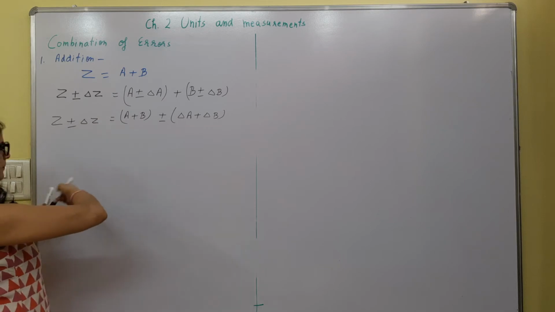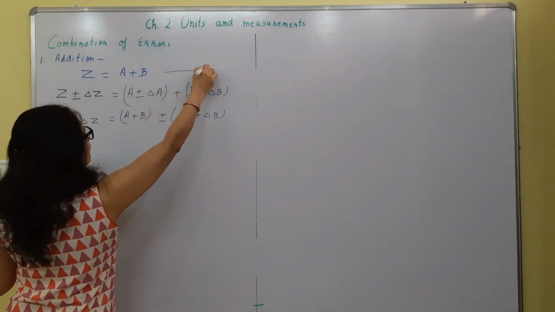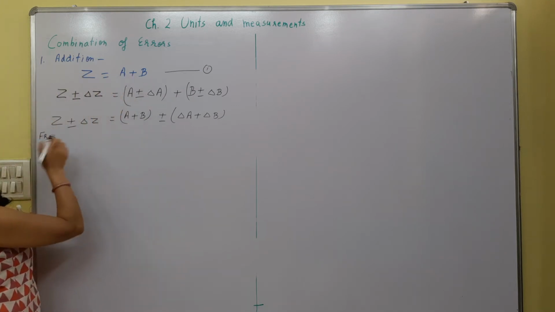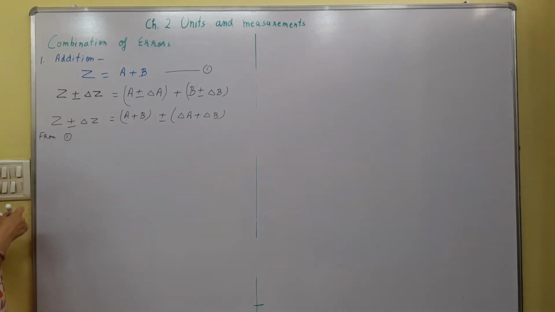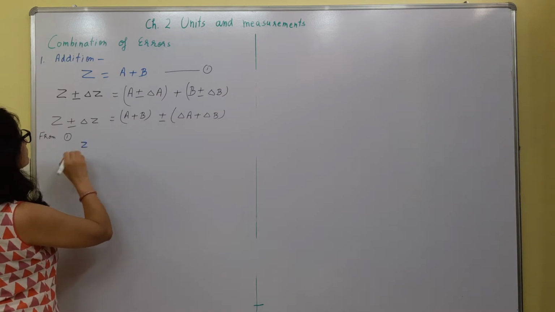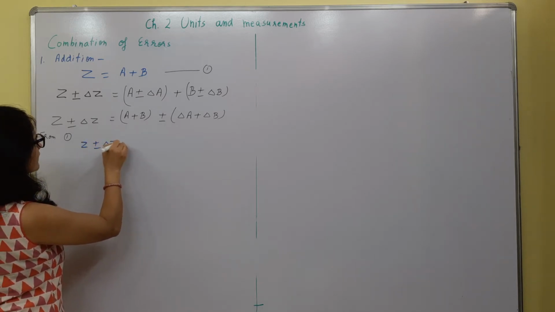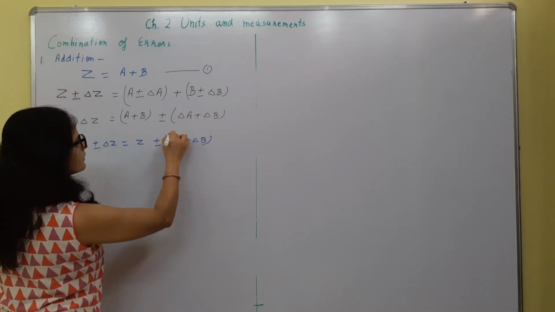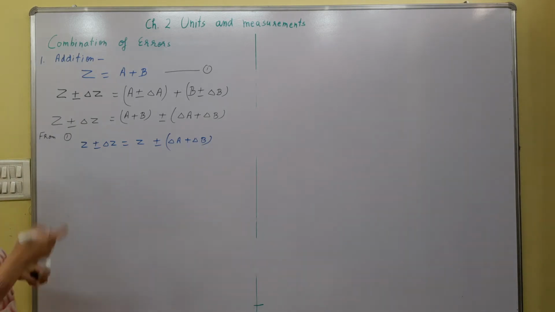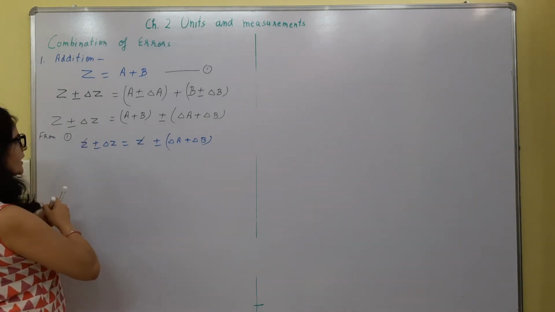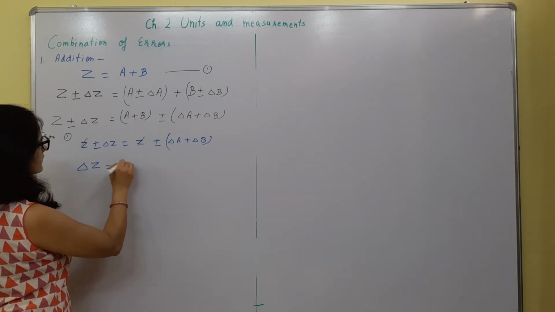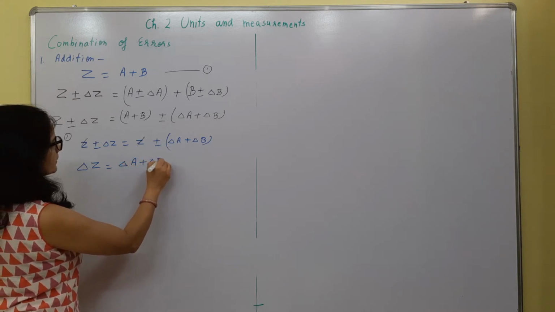So we can say that left side we have this. So Z is equal to A plus B. So if these are not having error, then this is equal to Z. So from 1 I can cancel Z and A plus B, because Z plus minus delta Z is equal to Z plus minus delta A plus delta B, right? This Z will be cancelled. So we can write the result as plus minus will also be cancelled. So this will be delta A plus delta B, right?